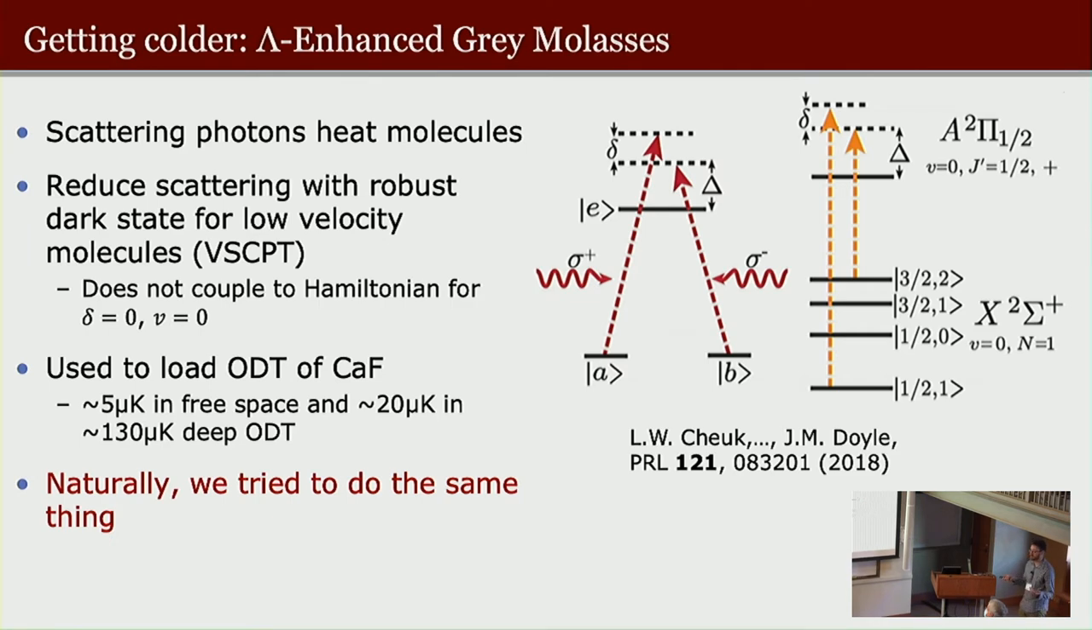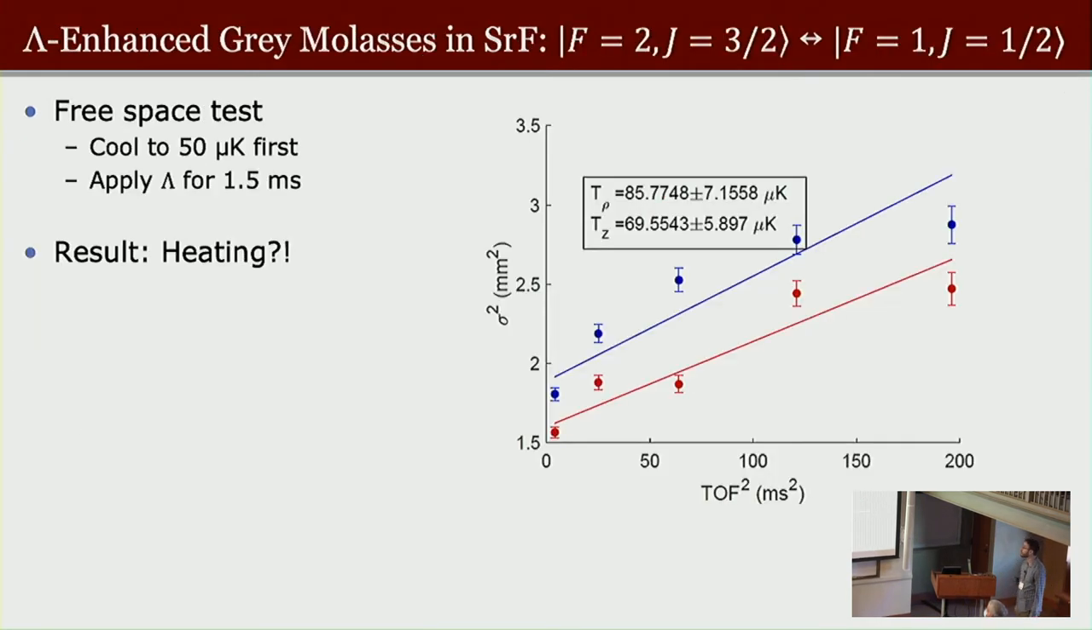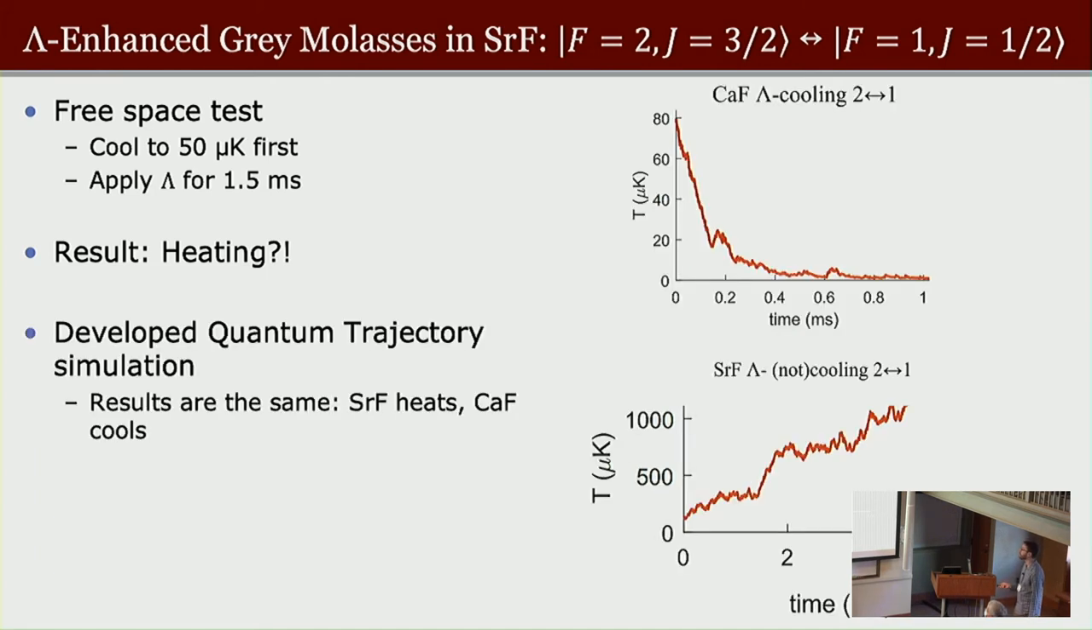So naturally, we tried to do the same thing. Why not? So what happened when we did it? We coupled those same states, F equals 2, J equals 3/2, and F equals 1, J equals 1/2. We cooled to 50 microkelvin using the standard four-laser molasses that had been used previously, and then we applied lambda cooling in that same way. And what did we find? We found that the temperatures actually got hotter, and the longer I applied lambda cooling, the hotter they got. So why?